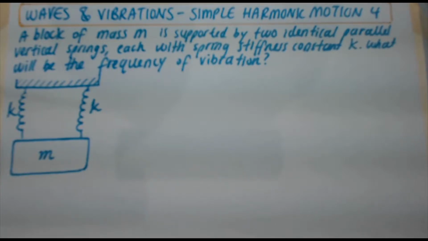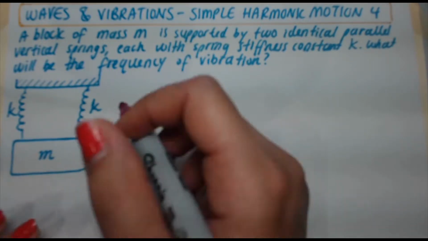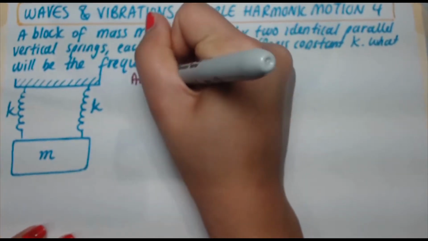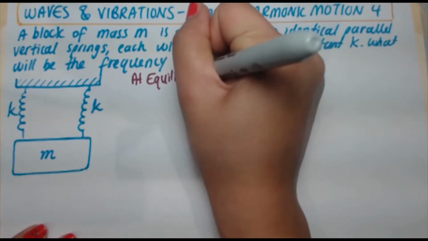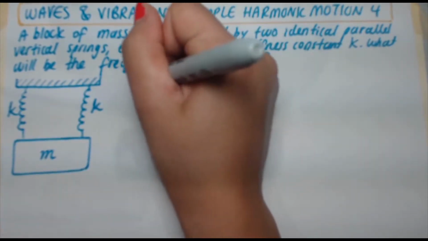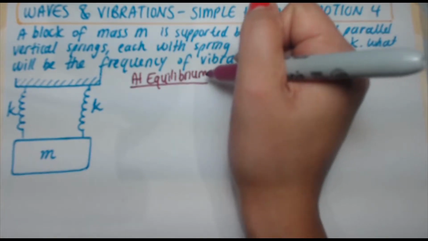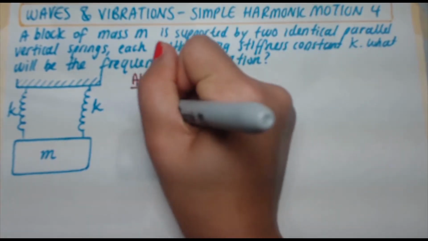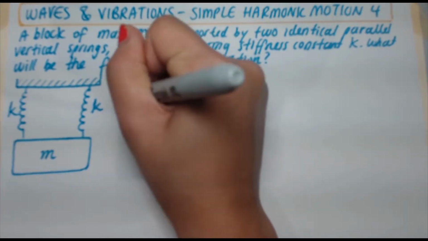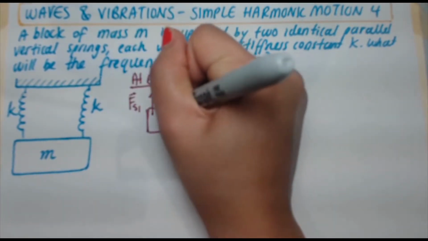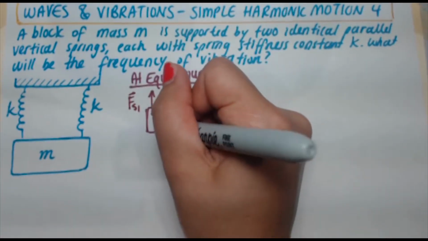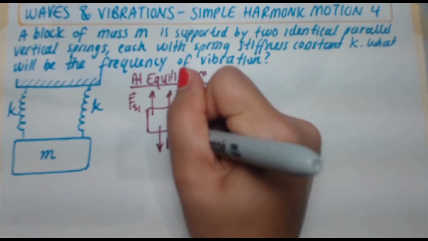So we're going to start off by drawing a free body diagram of the situation when it's at equilibrium. Okay, so at equilibrium means it's in this state right now. So it's just hanging due to its weight. The springs have extended by a certain amount. Okay, so in this scenario, you've got the spring force of the left spring going up. We'll call it Fs1. The spring force from the right spring going up, Fs2. Bear in mind they're identical springs. And you've got the weight going down, Fg.